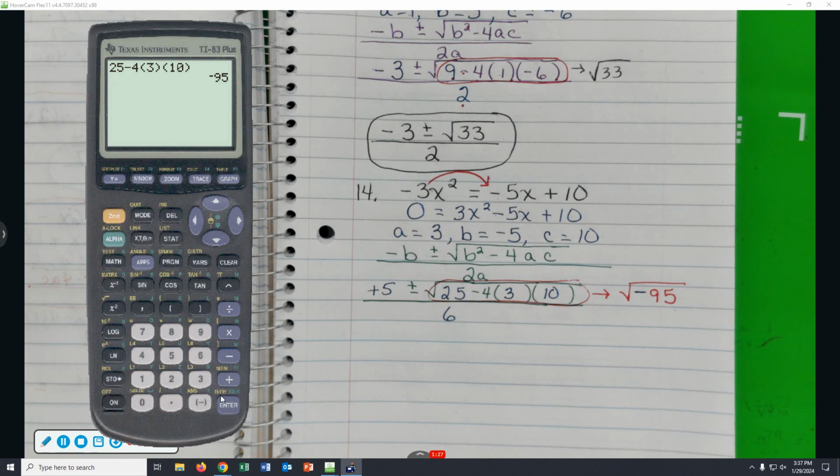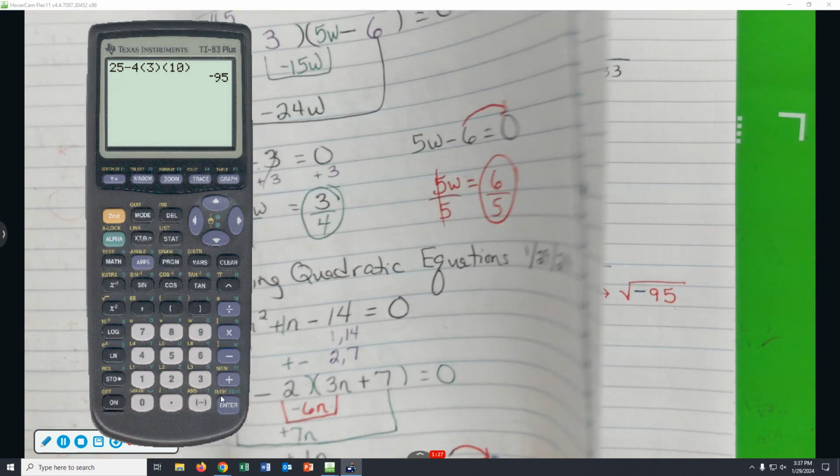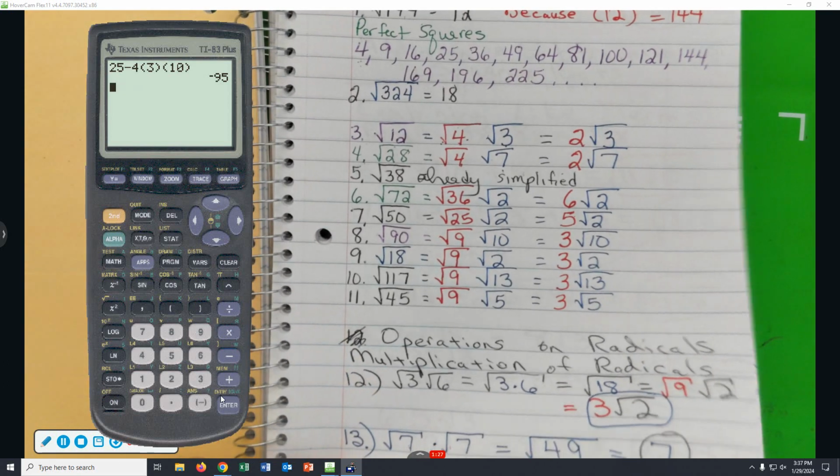Right now you can answer this question for me. Will there be an i in your answer? Yes. Okay. And what about 95? Can we simplify the square root of 95? Where's my list of perfect squares? Oh, wow, I just love the way I can do this.